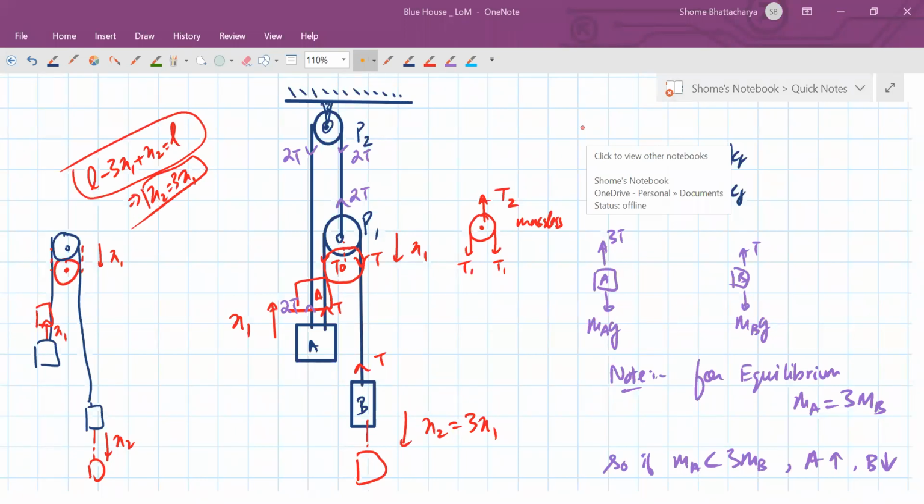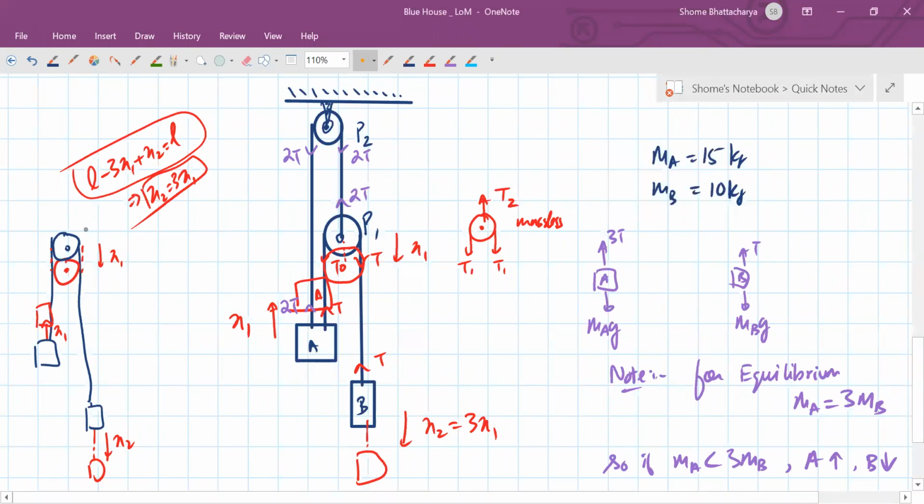Now look at this diagram where I've just concentrated on the pulley P1 and the thread joining that with A and B. So what is happening? The pulley is coming down by x1. So how much thread is getting released? 2x1. But on this side the block A is also going up by x1, right? So another x1 amount of thread is getting released. So the thread length is decreasing by how much?